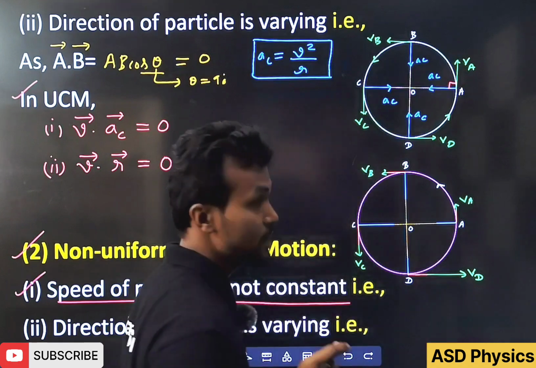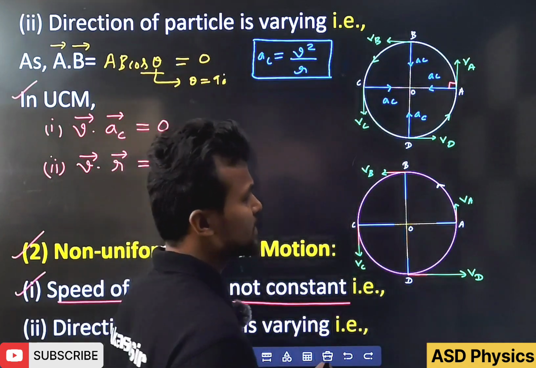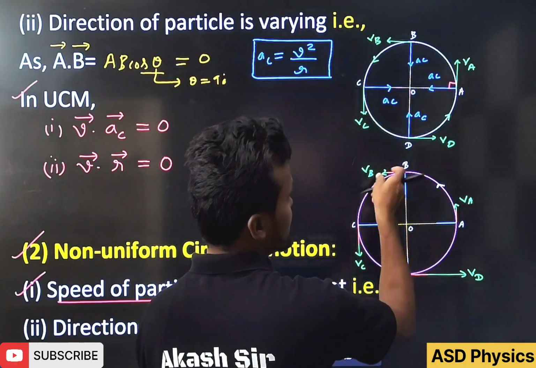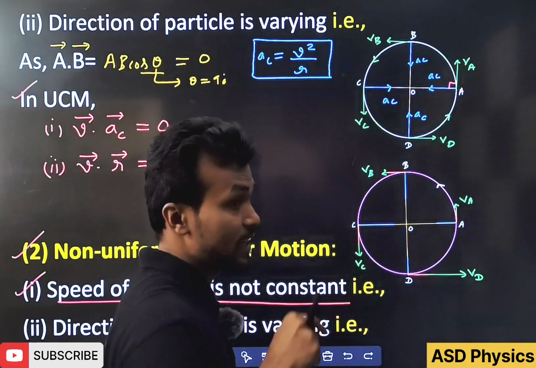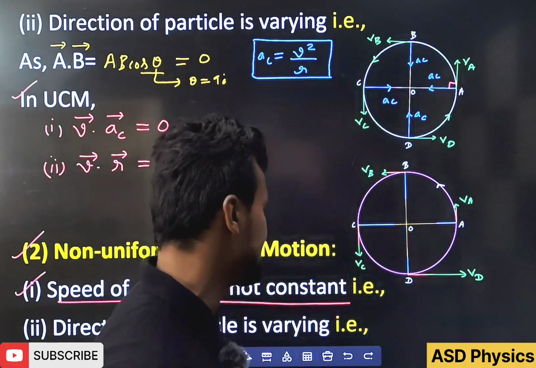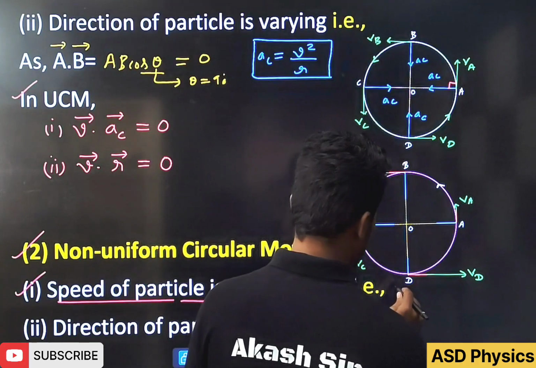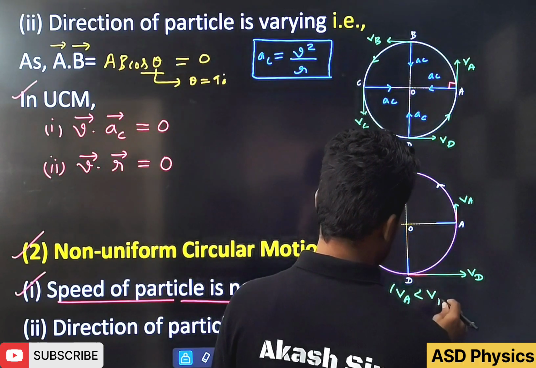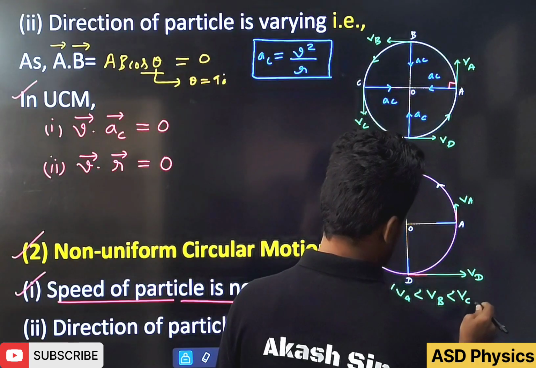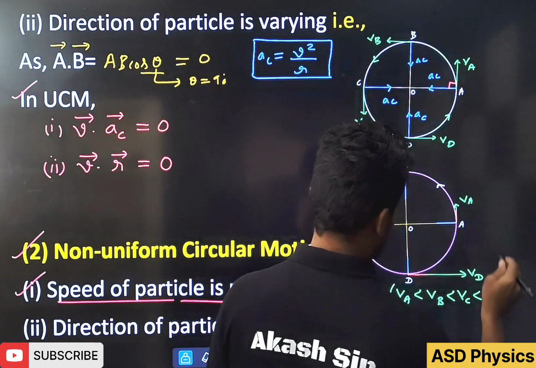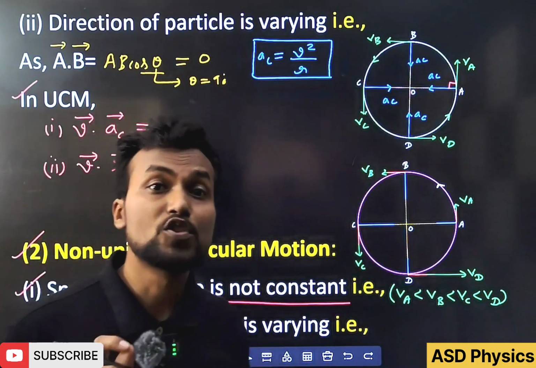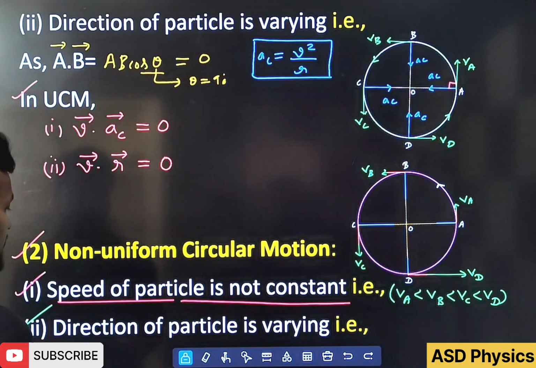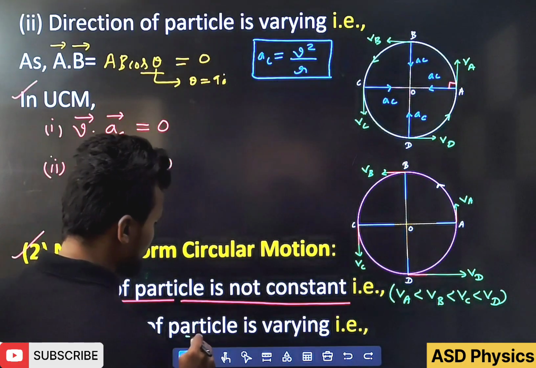So here what is happening, when you observe the length of the vectors for the velocities, you can see here small, then again increasing, again increasing, again increasing. That means speed keeps on increasing, is it? So as speed is not constant, what can I write here? In this situation speed keeps on increasing, is it? So this kind of motion is called what? Non-uniform circular motion.